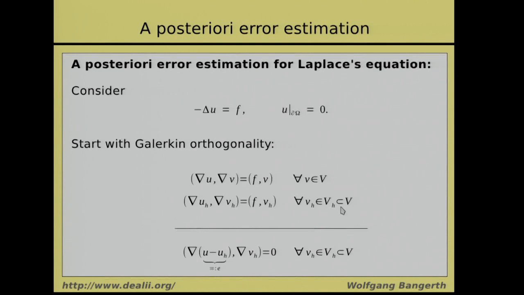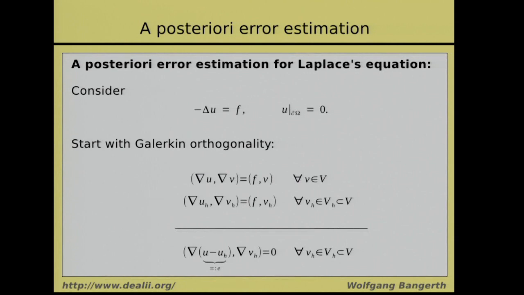And so, because V_h is a subset of V, I can also test the first equation with these discrete test functions, right? The first equation has to be true for all test functions, so in particular, it has to be true for the discrete test functions. So I can say gradient u gradient v_h equals f times v_h. That must be true for u to be the exact solution. Then I can subtract these two equations from each other, and I get something called Galerkin orthogonality. That means that the gradient of the error, gradient of u minus u_h, times gradient of v_h must be equal to 0. We discussed this in one of the previous lectures already.